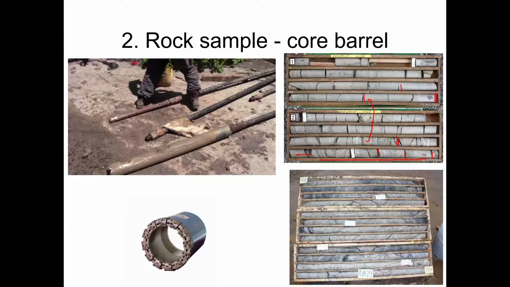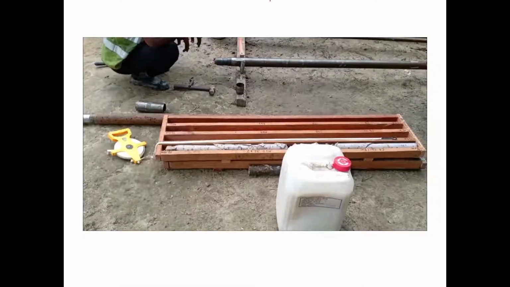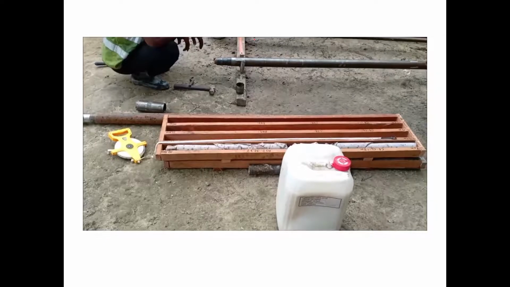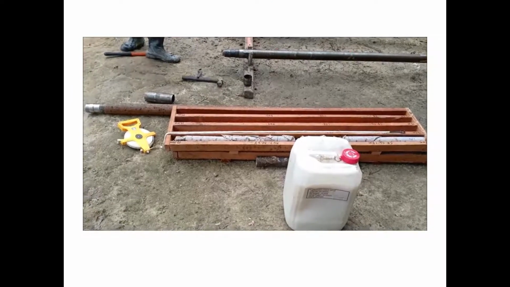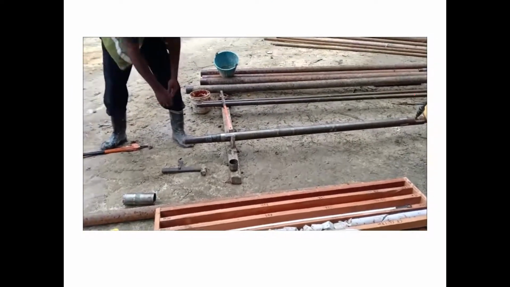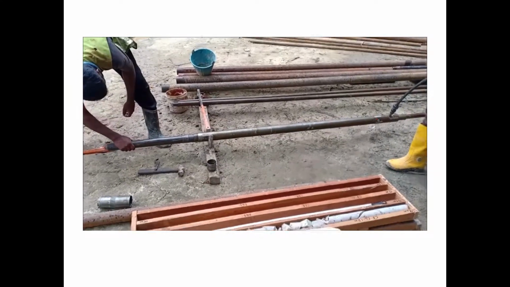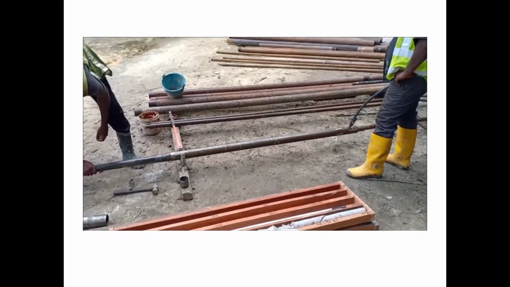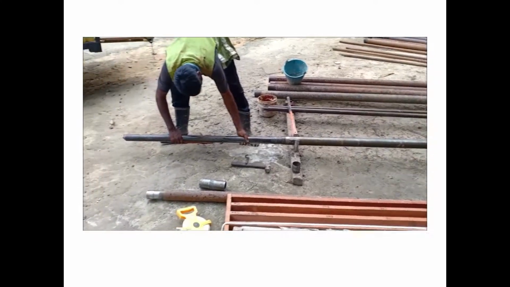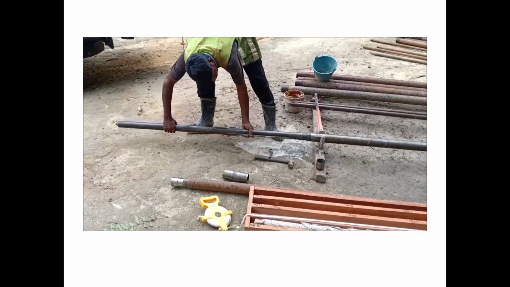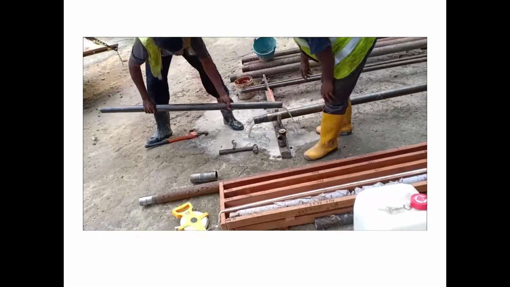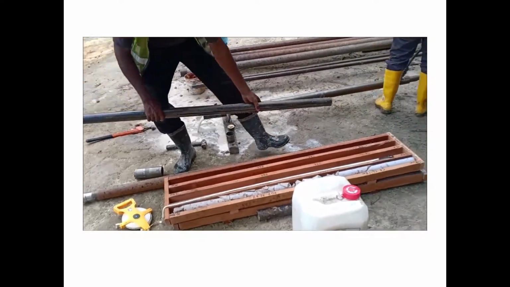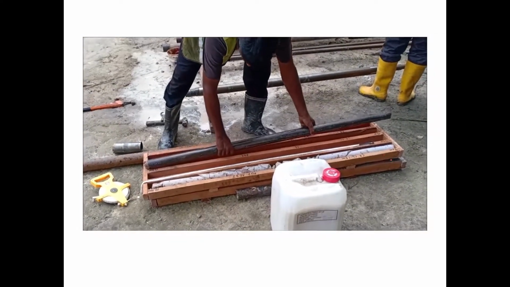So this is the sample of rock you get. Okay, look at this video of how they take out the rock sample from the core barrel. This is our core barrel. Pressure here. And after the coring, they take the sample out from the core barrel. This is the core box, you can see.